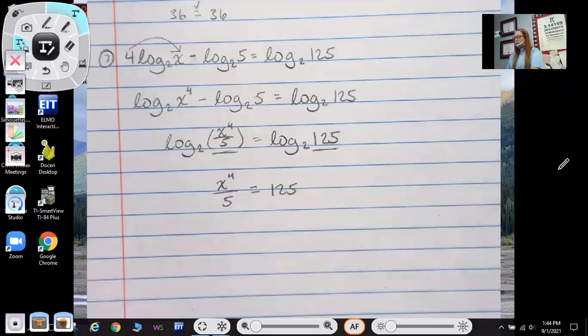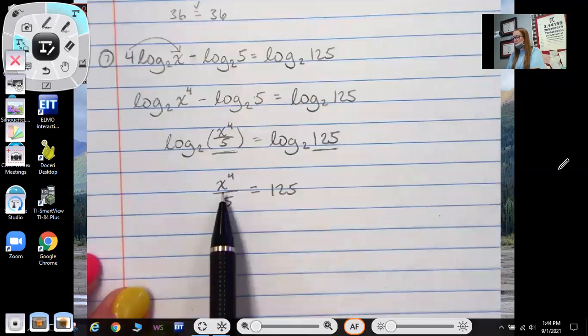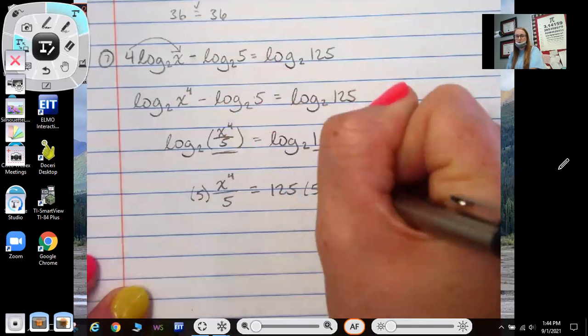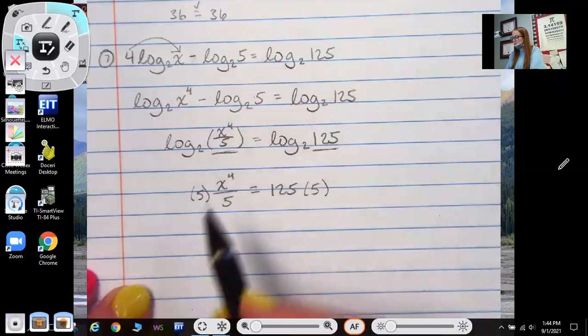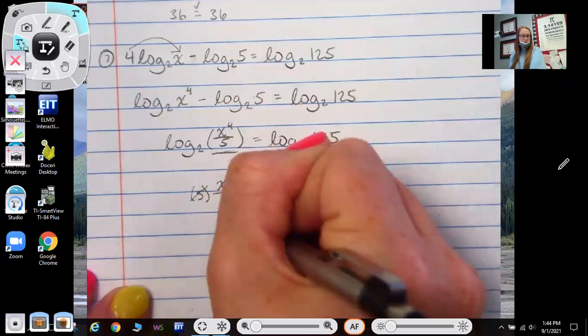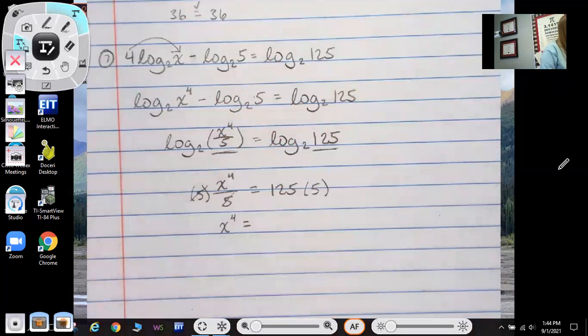We want to get x by itself. Right now, the x term is being divided by 5. So to get rid of that, we need to multiply by 5 on both sides, so that these 5's cancel and just leave us with x to the 4th. And what's 125 times 5? 625, thank you.